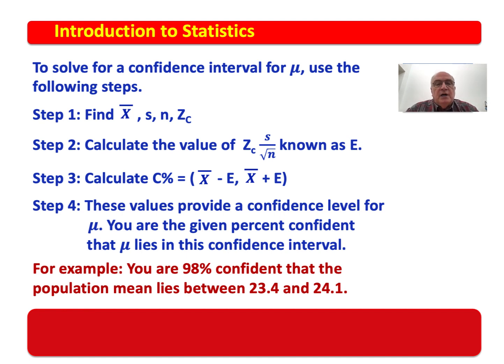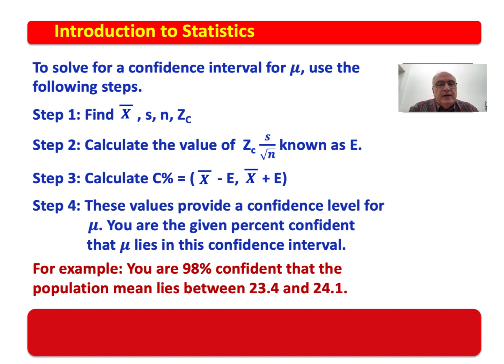Now, to solve for a confidence interval for mu, use the following steps. I want to point out to you that the real purpose of confidence intervals is not to just say data are scattered around mu when we know mu and sigma, because we never know mu and sigma. The real purpose of the confidence interval is that we can take a sample, find a sample mean, and construct a confidence interval around that sample mean in which we have a certain level of confidence that the true mean lies.